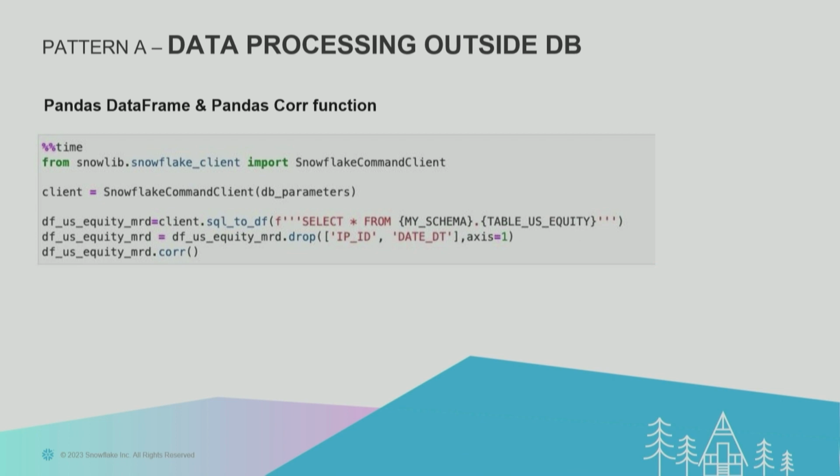In scikit-learn and pandas data frames, there's an API called corr. Given a data set with n columns, the output is an n by n matrix, where each cell represents the correlation value between those two features.